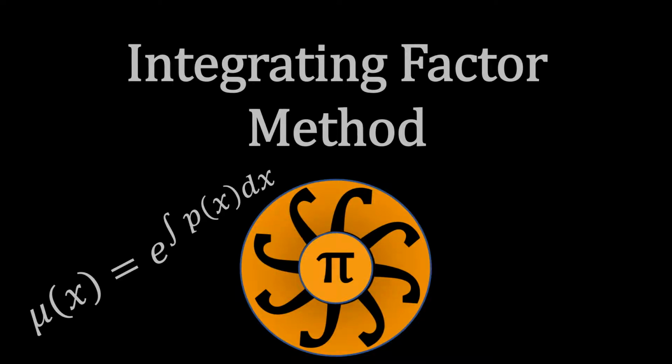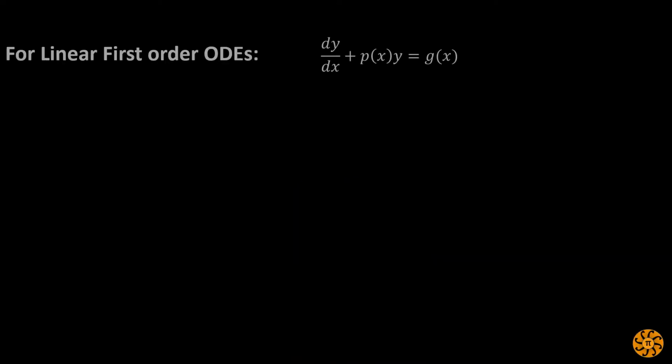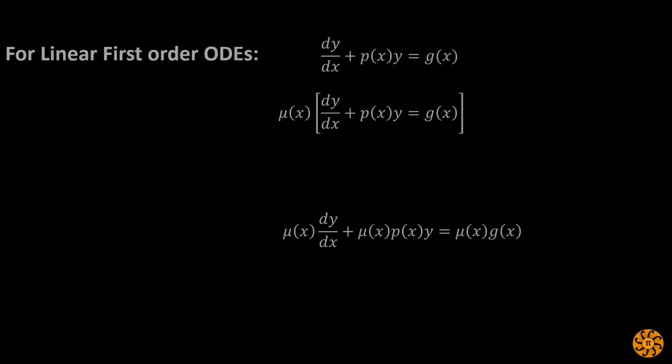The integrating factor method. In order to use the integrating factor method, we must have a linear first-order ODE in the form of dy/dx plus p of x times y equals g of x. Now we multiply the ODE by some function of x, mu of x. Now distribute mu of x throughout, and then we need to make an assumption.